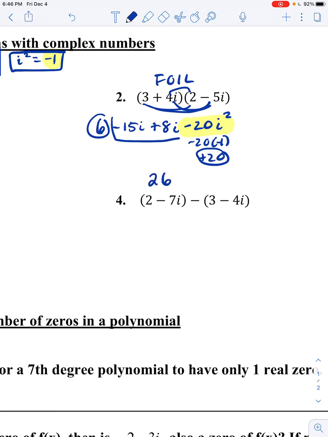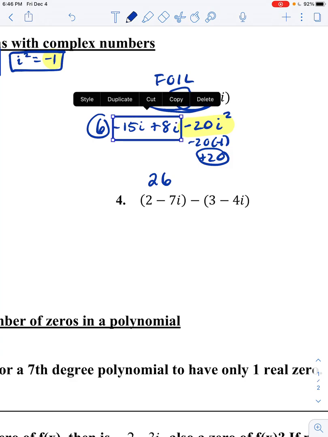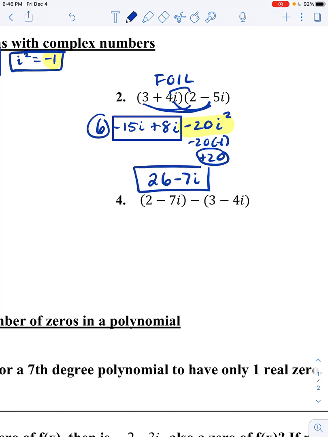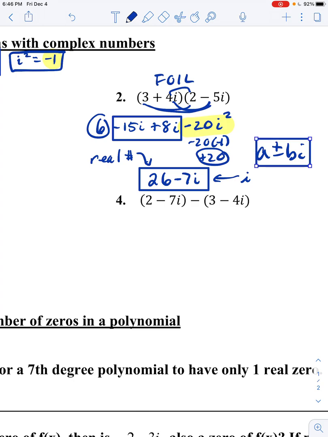And then the two imaginary numbers can be combined because they are like terms. So I would get a -7i. And when you write your answer, you always put the real part first. And then after that, you follow it with the imaginary part. So it's always a plus or minus bi, and in that order. That's how you write a complex number.